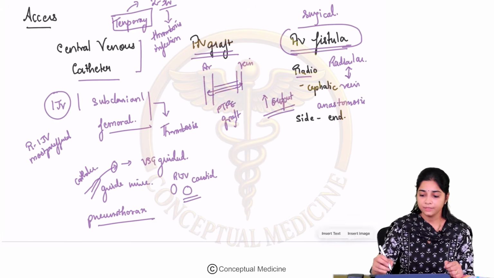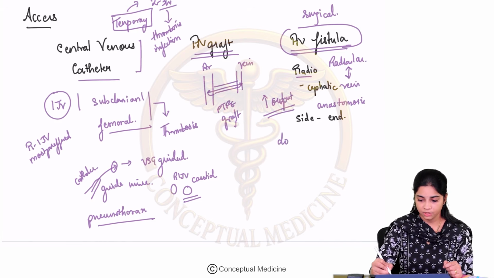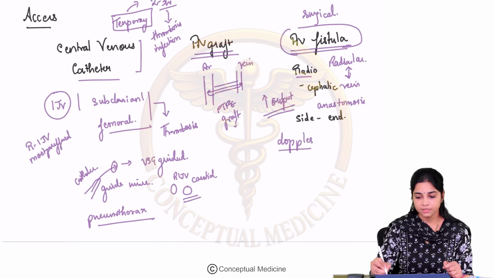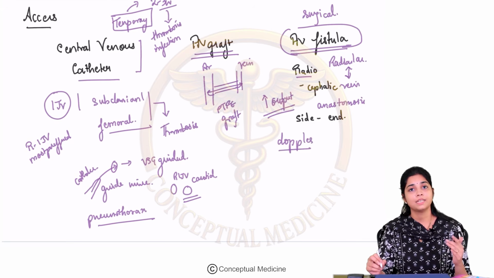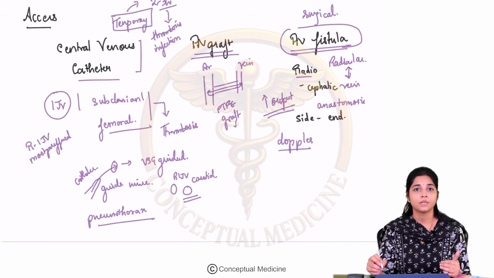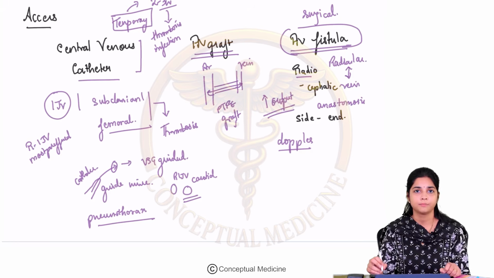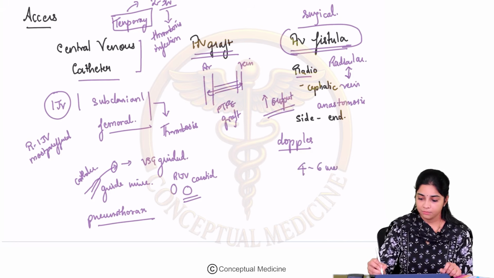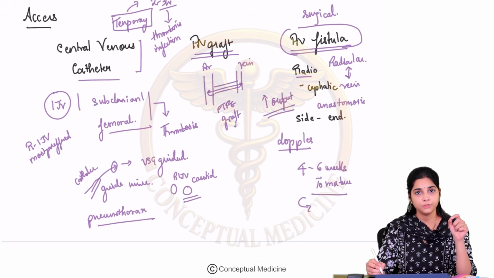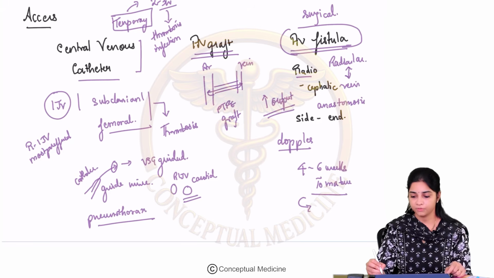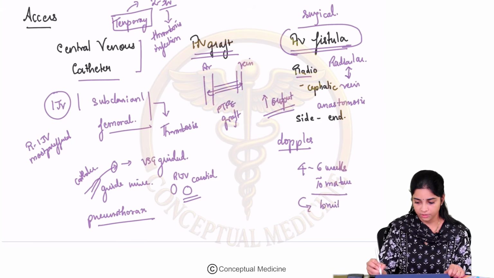Before we go ahead and do the fistula, we should always do a Doppler study. A Doppler study is used to assess the caliber of the artery and veins and to ensure that the artery and veins are patent. If there is calcification, then you cannot do it. An AV fistula takes about 4 to 6 weeks to mature. So how do you know it has matured? When you place a stethoscope over the fistula, you can hear a bruit.